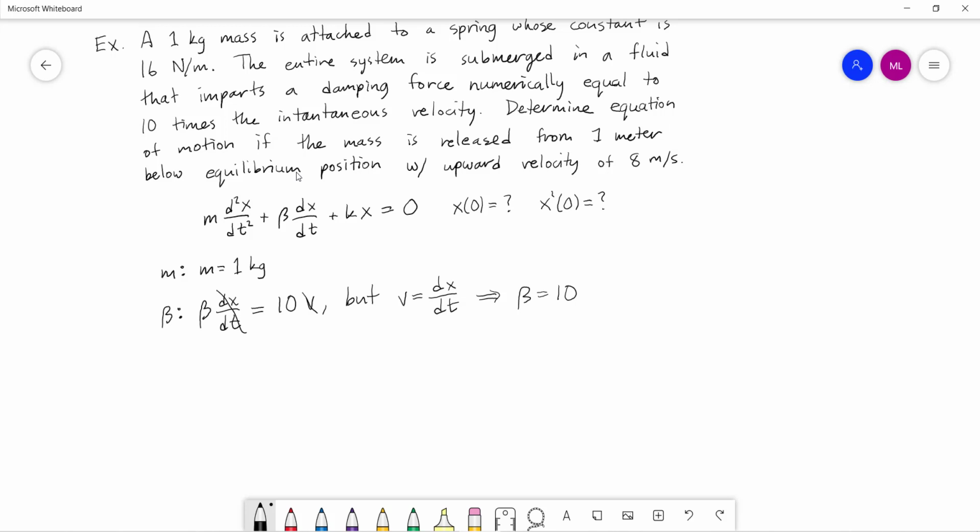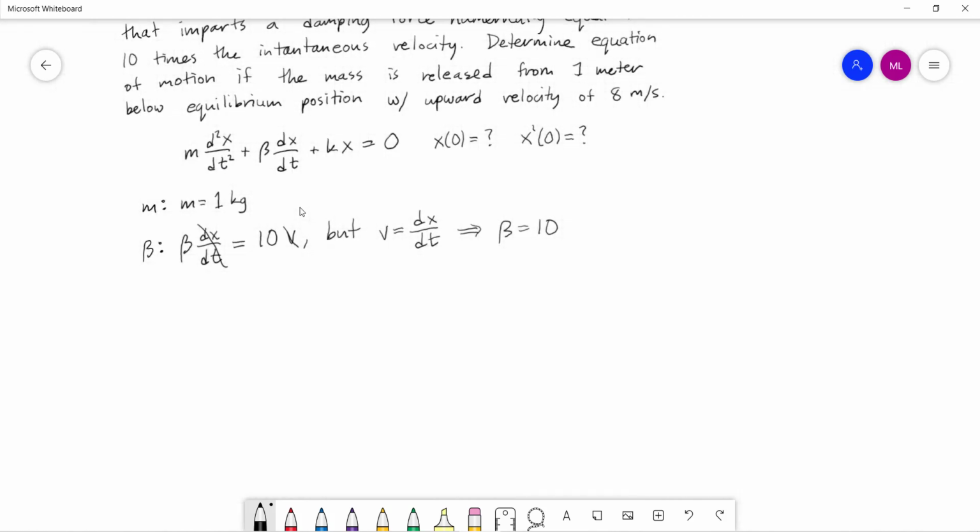What are the units, incidentally, of beta? We know that mass was equal to 1 kilogram. We know that the units of all these terms have to be force, right? I can't add up different quantities that have different units. So that means this has to have units of force. So what are the units of this? Well, if we remember that force is measured in newtons, which is kilograms times meters per second squared.